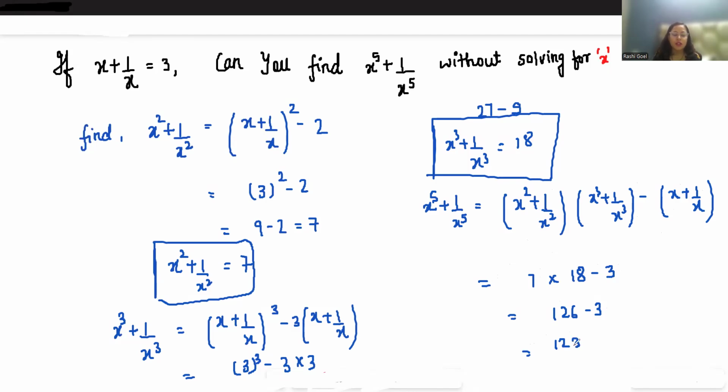Did you notice how we never actually solved it for x? That's the magic of algebraic identities. Olympiad math lets you solve indirectly but accurately. You can use this technique wherever you are asked to find a symmetric expression like x power n plus 1 by x power n. So the answer is 123.